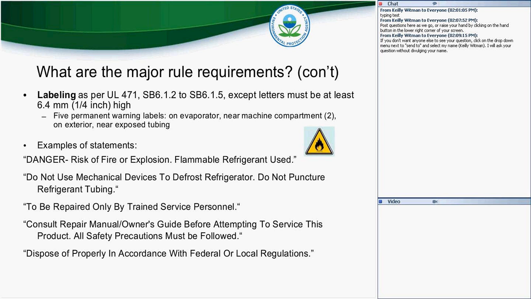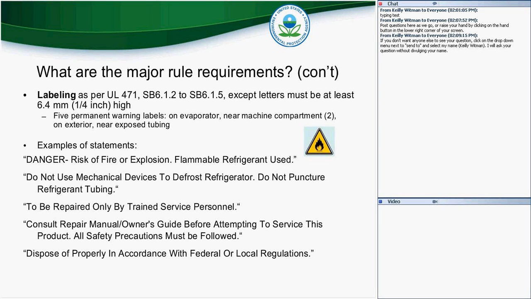Some examples of the kinds of warnings that you will see on labels, things that you should expect to see on this kind of equipment. You'll see warnings saying things like danger, risk of fire or explosion, flammable refrigerant, or caution, risk of fire or explosion. You'll see these warning labels near the evaporator, particularly if it might be something that a consumer could access.